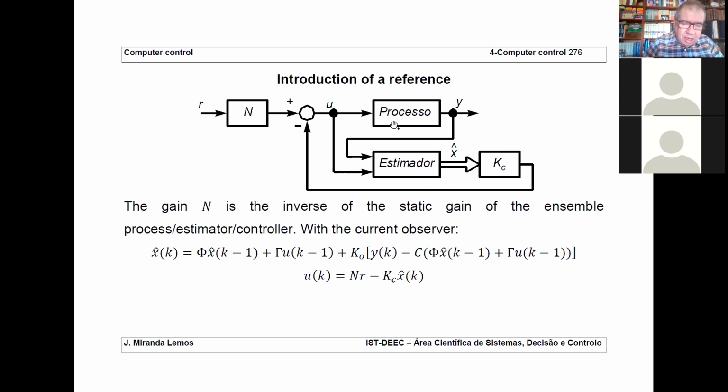Actually, you can, for instance, do some simulation, okay, and adjust N by trial and error. But you can also do it by using some formulas that you can derive from the process model, okay? And if you look at the lab guide, the formula is there. You don't have to know it by memory. What is important to know is that N should be the inverse of the static gain of all this stuff here. Okay?